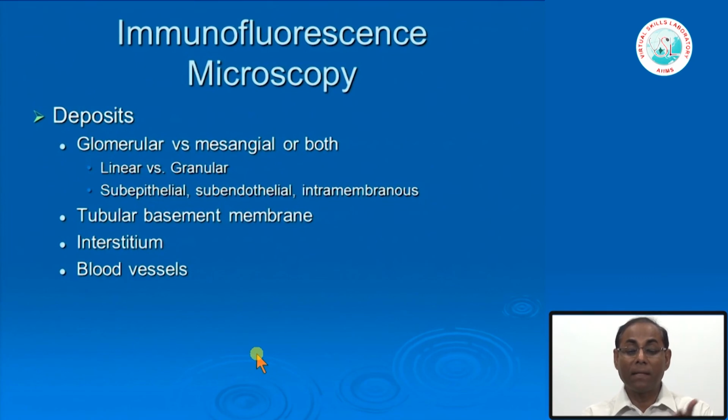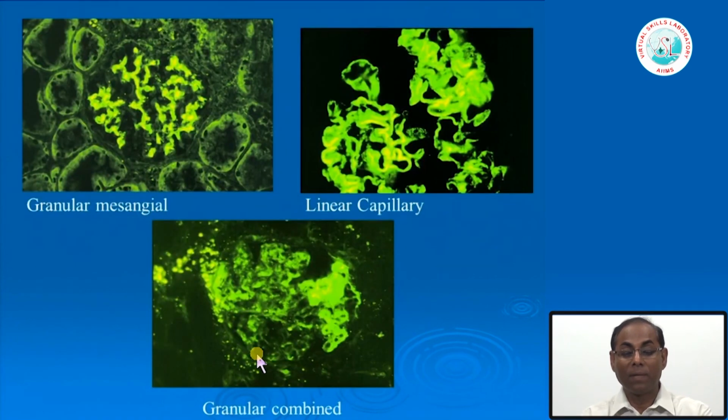And when we get the deposit of this immune complex, we try to characterize where they are deposited in the glomerulus and the pattern of deposit. They may be linear or granular, and they can also be in the tubular basement membrane. Here, if you see these greenish yellow deposits, they are all granular, whereas these are all linear deposits in the glomerular capillary basement membrane, and this is a combination of both: blotchy large granular deposits. So, basically they are combined. These are the patterns of immune complex deposit you can see.